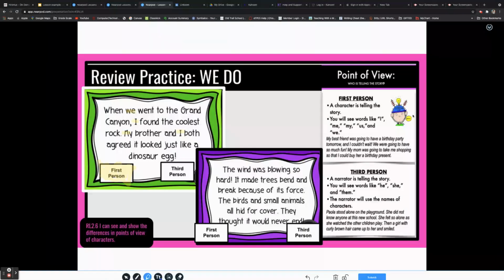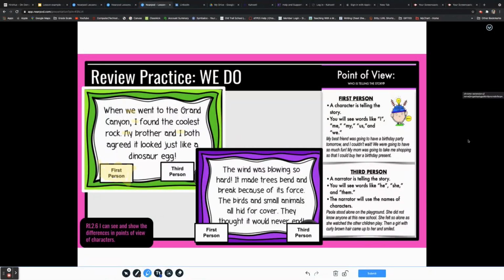But what I can do when it's Google Classroom, you can jump from each little breakout room to make sure everybody is where they need to be. And then right here, the wind was blowing so hard, it made the trees bend and break because of its force. Okay, so the kiddos, again, they're going to highlight and they're going to identify that it would be third person.